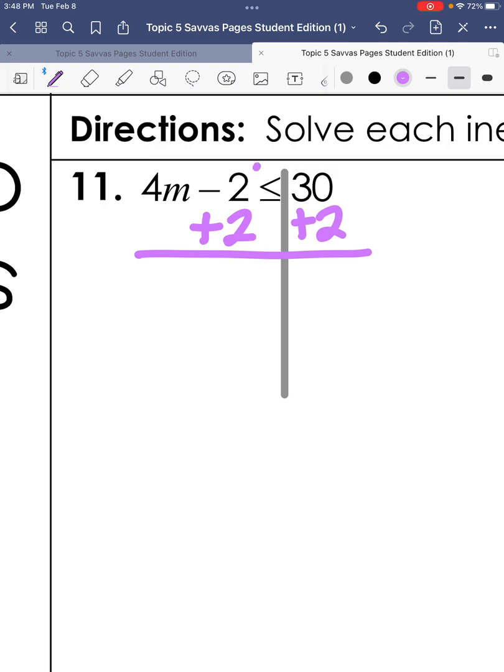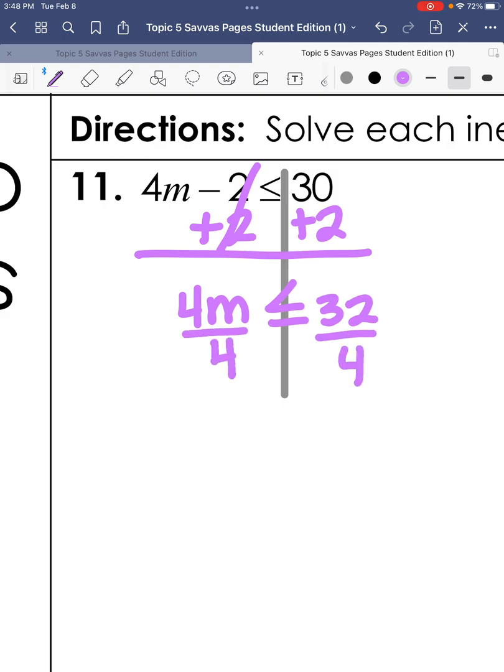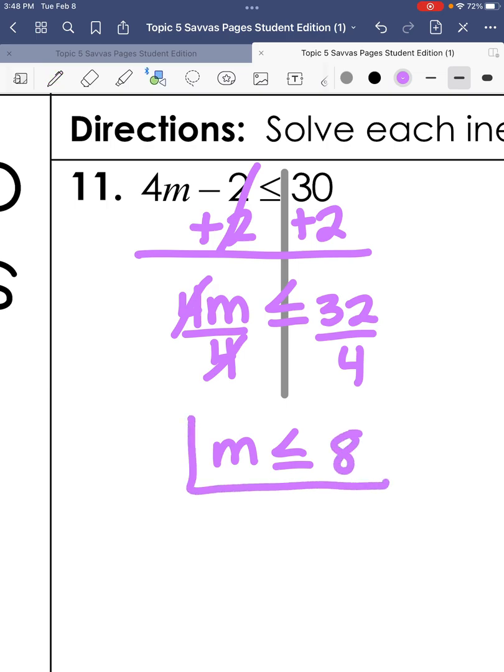So on the side with the m, my 2's cancel out and I can bring down 4m. On the other side, I have 30 plus 2, which is 32. Now, did adding 2 make me change my sign? No, so the sign is still less than or equal to. Now, to get that m by itself, I need to divide by 4 on both sides. Dividing by 4, that's dividing by a positive number. Does my sign change? No, it's still going to be less than or equal to. So on the side with the m, my 4's cancel out and m comes down. It's by itself. On the other side, 32 divided by 4 is 8. So m is less than or equal to 8.